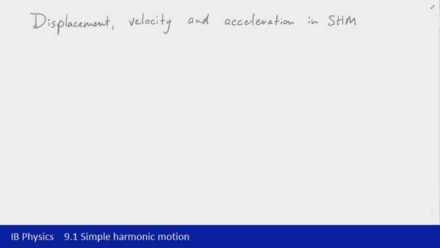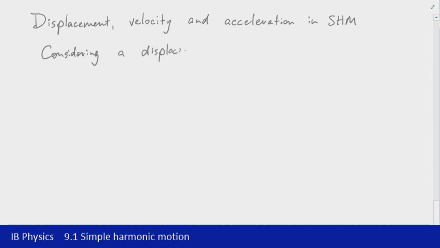So far in this subtopic we've looked at the displacement that's involved in simple harmonic motion. We're now going to take that further and look at velocity and acceleration as well. To start with though, we're going to consider again the displacement time curve for simple harmonic motion.